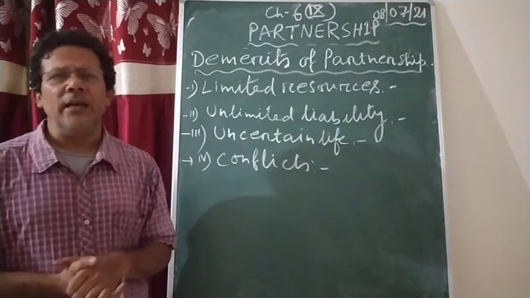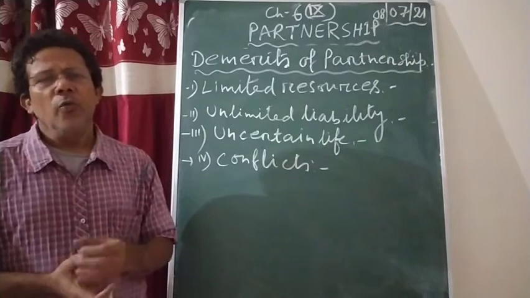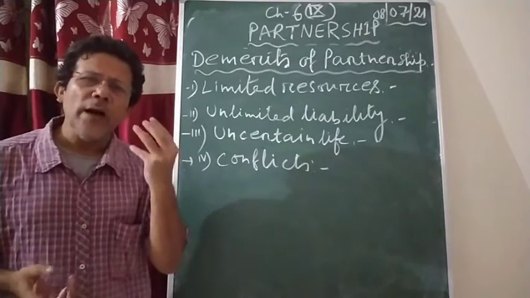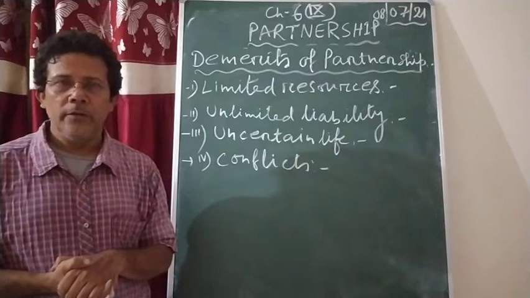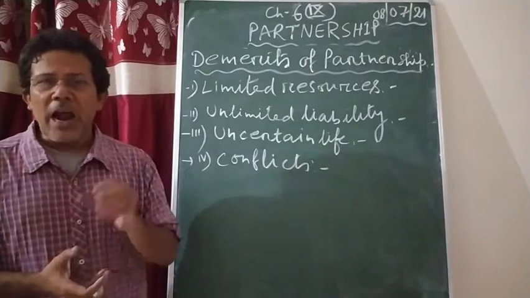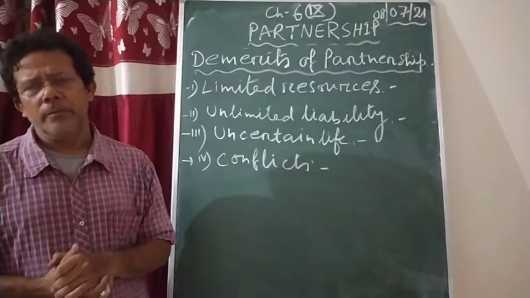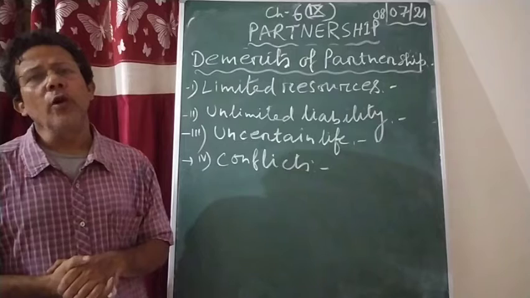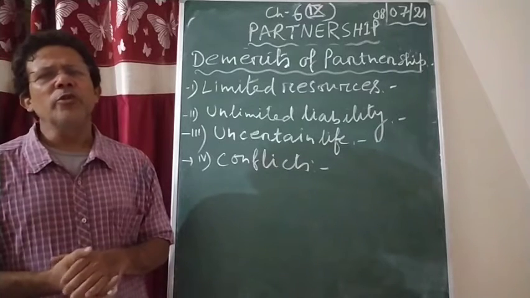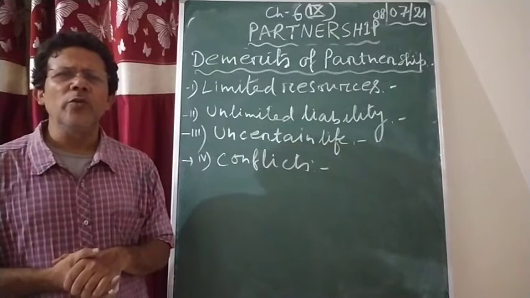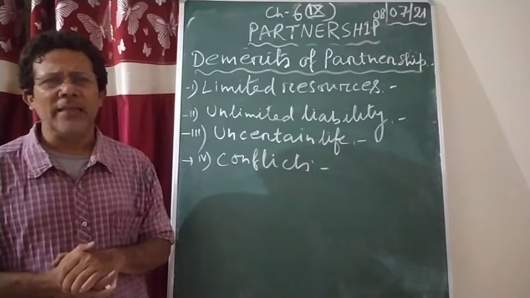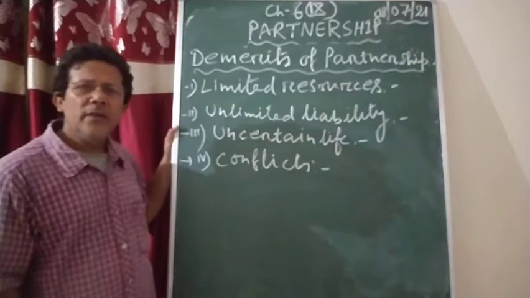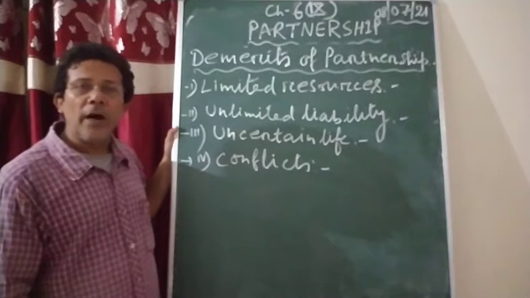As I told you earlier, whenever you are going to discuss the demerits or the merits, first you have to write the subheadings. That is the key point. And after writing the subheadings, you can explain those points in your own language by using only 2 to 3 sentences. No need to write a paragraph or a story or something like that. And it's very easy. If you write these subheadings, definitely you are going to score very good marks.